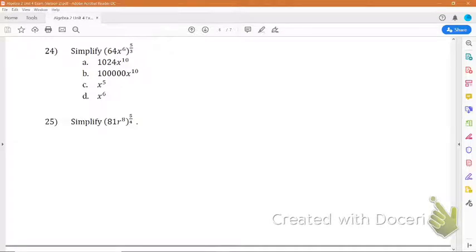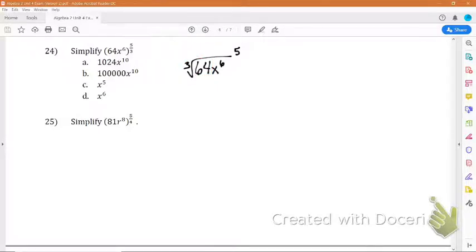Alright, so questions 24 and 25 are the ones we actually have to do. So first thing you're going to do for question 24 is to rewrite it. Okay, I got it rewritten. So 64x to the 6 goes underneath my cube root to the 5th power. First thing you need to find is the cube root of 64. That's a calculator problem. No, you need what number times itself 3 times gives you 64.